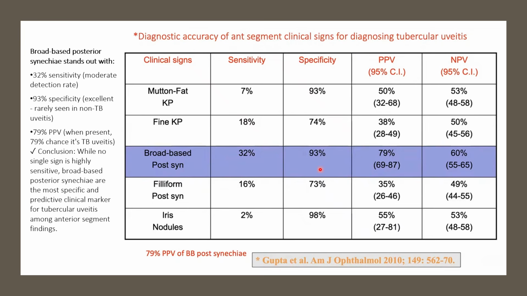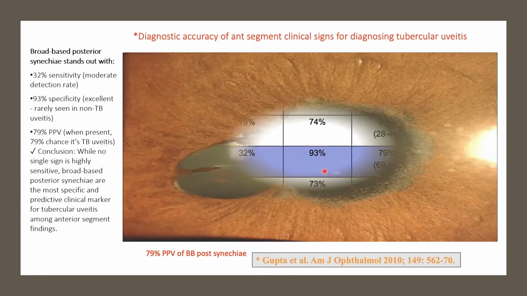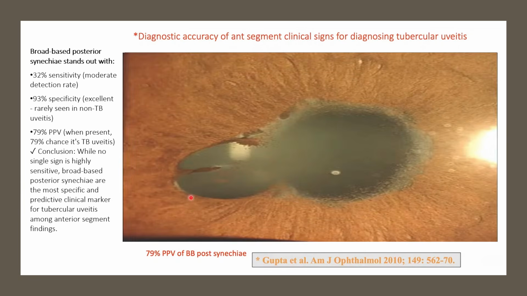Keep it in your mind, along with the other features of the patient presenting with posterior uveitis. As I said, serpiginous choroiditis and vasculitis also carry a very high specificity for ocular tuberculosis. Now, this is the broad-based synechia. If you find this picture in the slit lamp, always think of tuberculosis and you have to investigate your patients. Okay, this is the broad-based synechia.